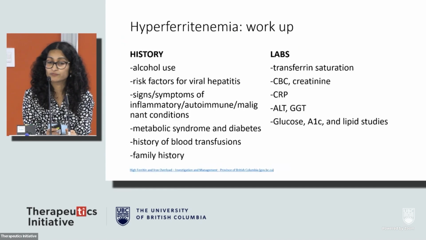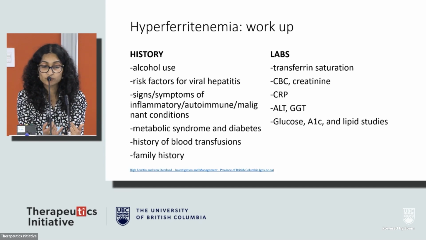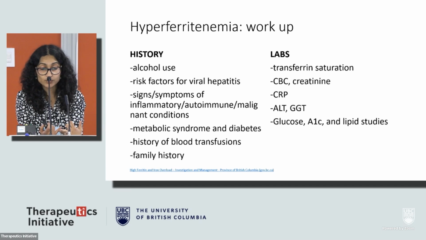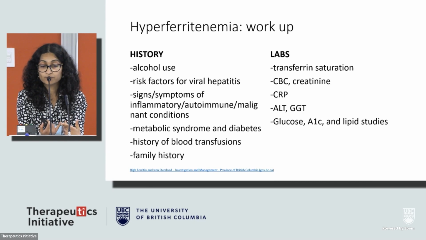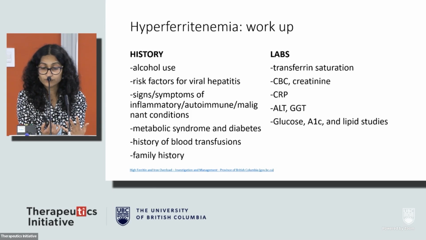So in terms of workup for hyperferritinemia, much before we would think about iron overload, you would get a history to assess for other common risk factors for hyperferritinemia. Drinking lots of alcohol, risk factors for viral hepatitis, any signs or symptoms of inflammatory autoimmune conditions, metabolic syndrome and diabetes. I see a lot of patients with metabolic syndrome and obesity that have a high associated ferritin as well. History of blood transfusions, and family history of any kind of iron overload.